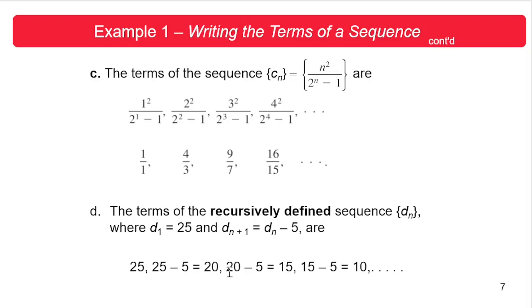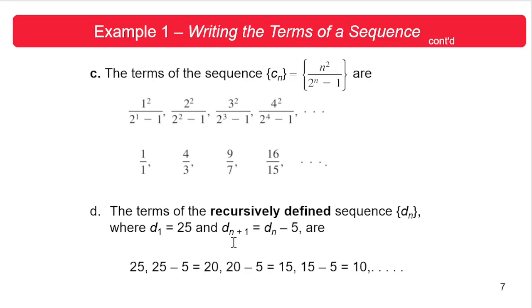To get the third term of the sequence, you let the value of n as 2. So you have d sub 2 plus 1, so you get d sub 3, which is the third term. And d sub n becomes d sub 2, but we know that d sub 2 is 20. So 20 minus 5, you get 15 as the third term of the sequence.